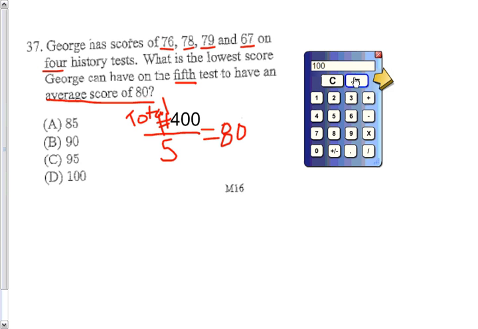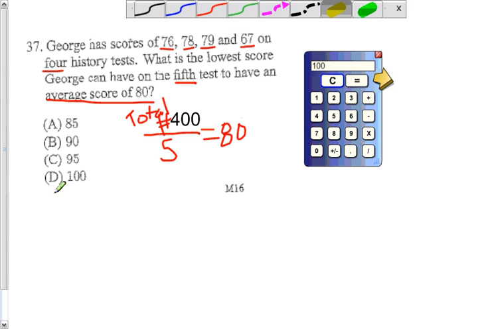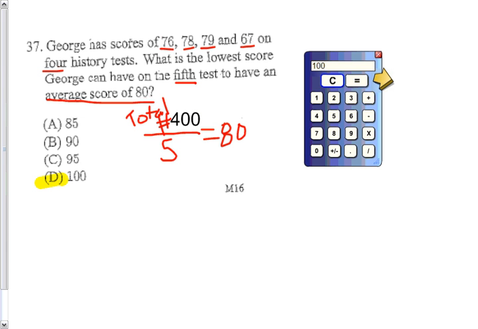So he needs a 100 on his next test in order to have an average of 80 for his 5 tests. So the correct answer is answer D, 100. That's how we're working through that one. When you have to find the last score you need, take the average score you want and multiply it by the total number of tests that you'll have. In this case it was 5. So we can say 80 times 5. We need a total of 400 points.